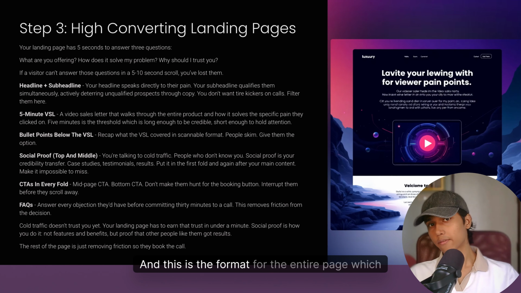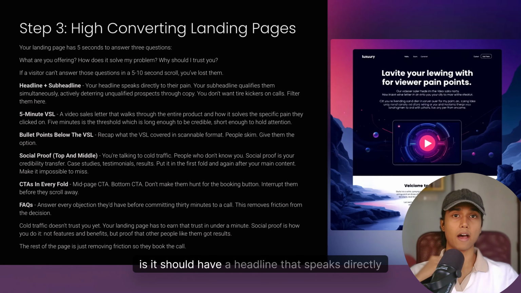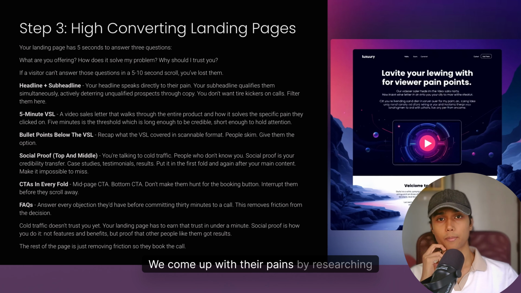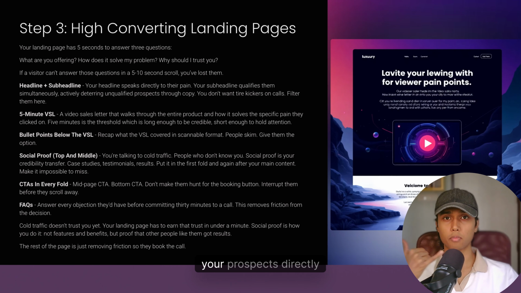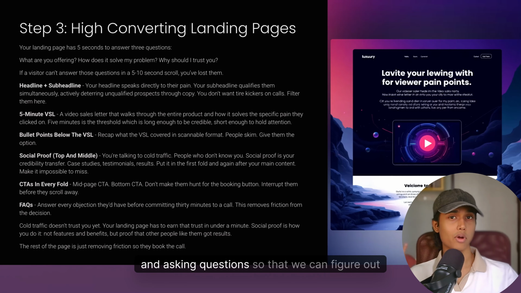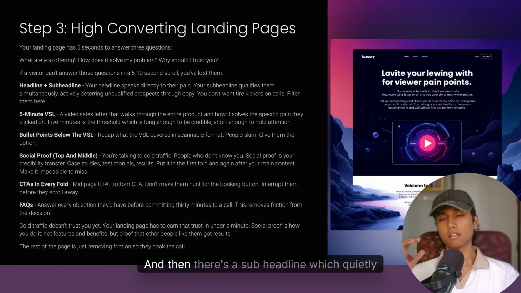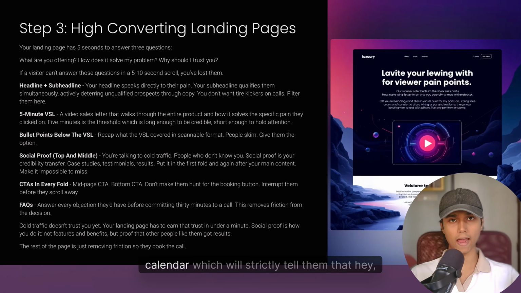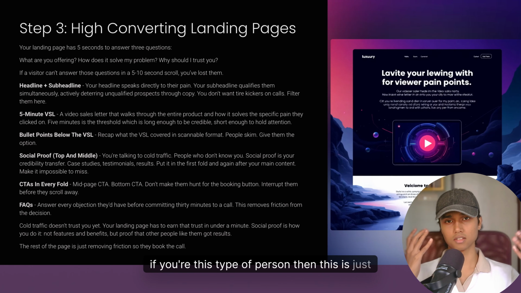And this is the format for the entire page, which is it should have a headline that speaks directly to their current pain that they have. We come up with their pains by researching, again, by watching your sales calls or by cold calling your prospects directly and asking questions so that we can figure out their pain. And then there's a sub headline which quietly filters out the people that you don't want on your calendar, which will strictly tell them that, hey, if you're this type of person, then this is just not for you.